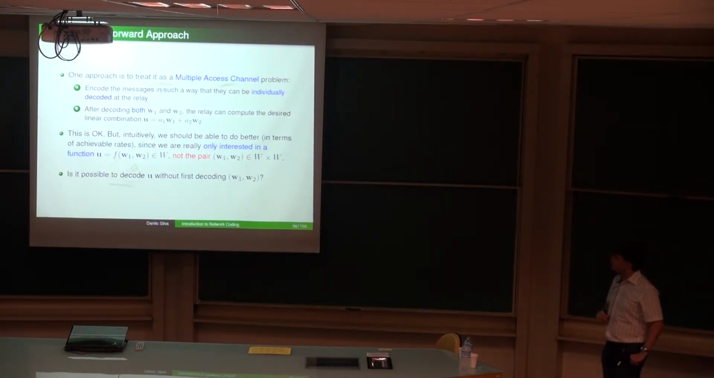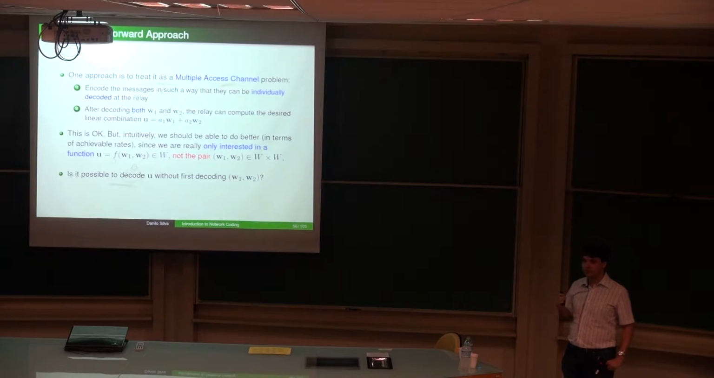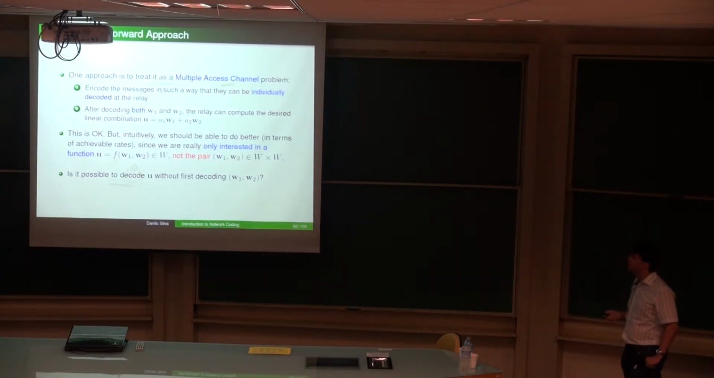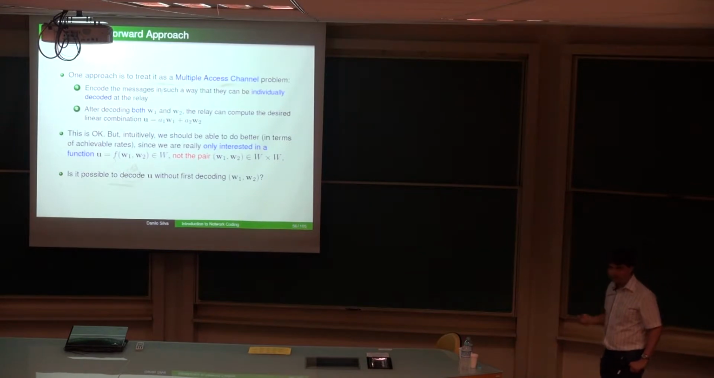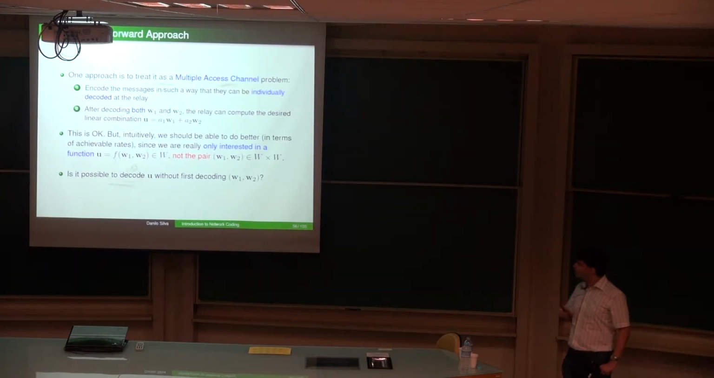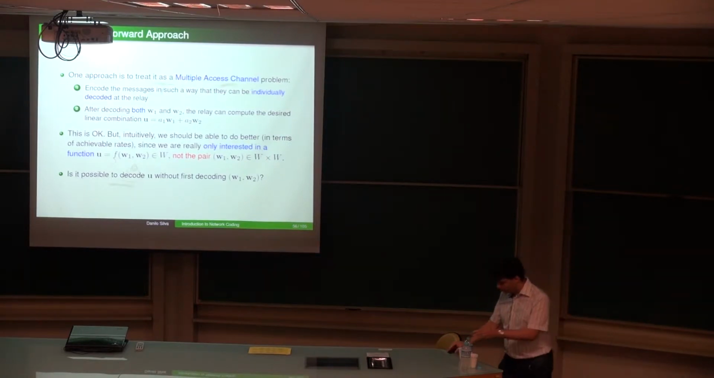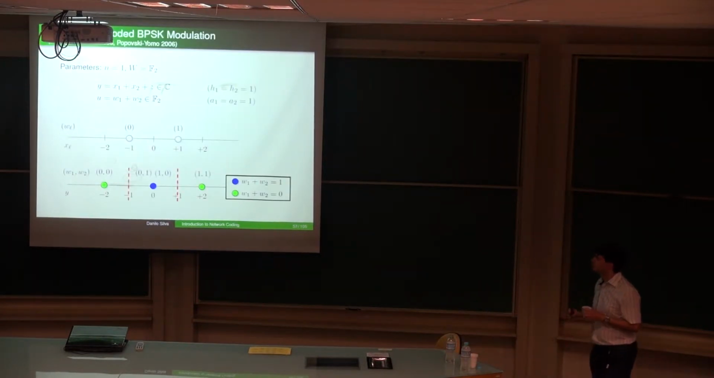So this is a possible solution, but intuitively we could do better, right? It is intuitive that we should be able to do better because we're not interested in the whole pair, but just a function of two messages. So it's less data we're interested in. So how can we do that without first decoding the whole pair of messages? Let me show you a very simple, very real world, down to earth example.